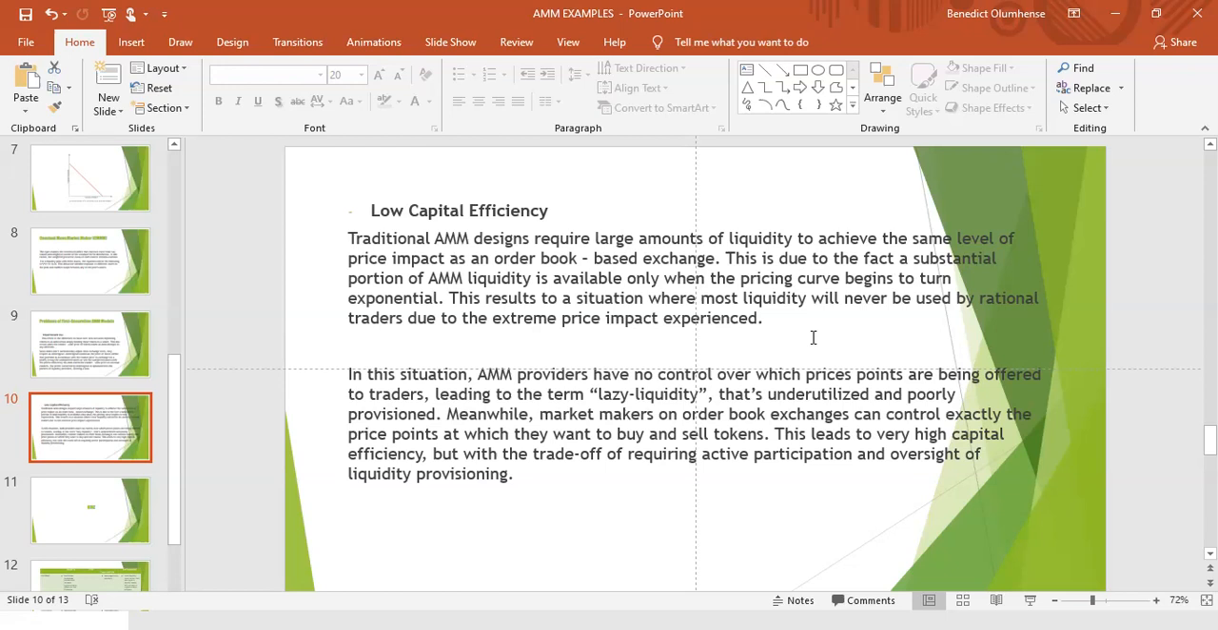So in this situation, low capital efficiency AMMs are sometimes referred to as lazy liquidity, right? Because they have no control over the prices which are being offered to traders, and their liquidity is often underutilized and poorly provisioned, right? Meanwhile, market makers on order book exchanges can control exactly the price points at which they want to buy and sell tokens, right? This leads to very high capital efficiency, with the trade-off of requiring active participation and oversight of liquidity provisioning.